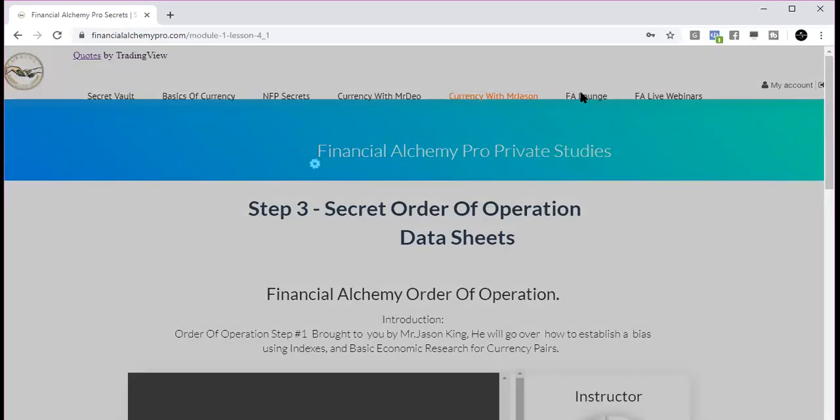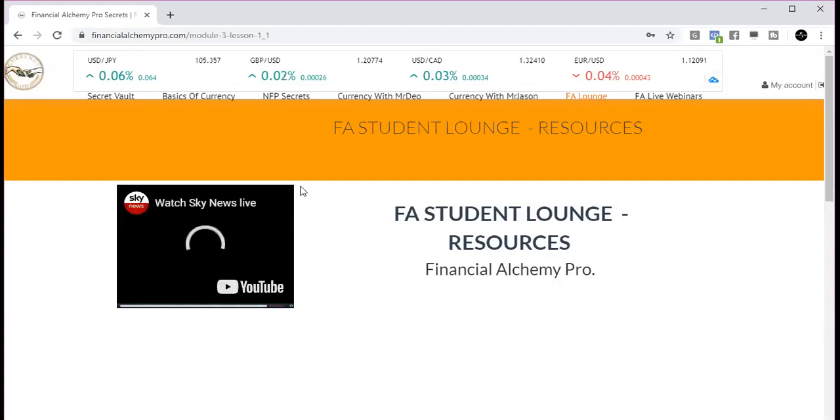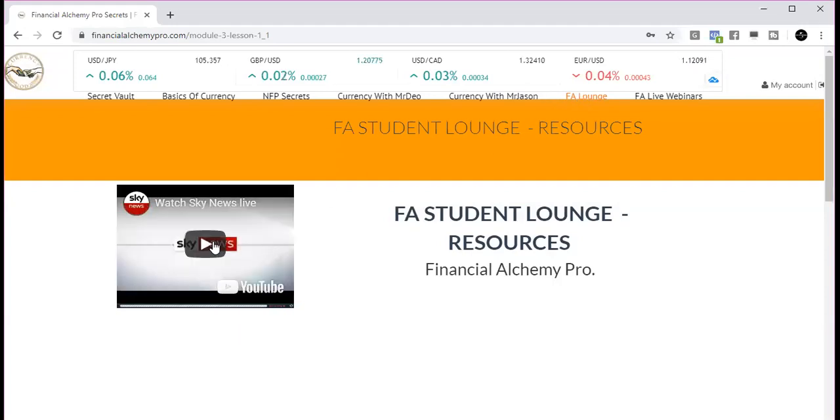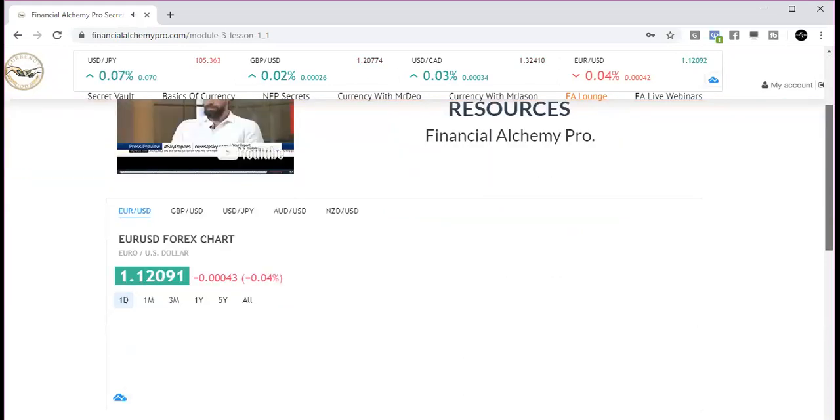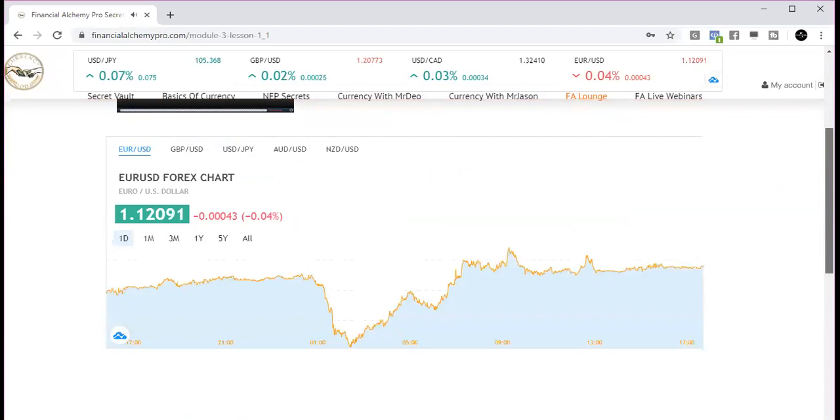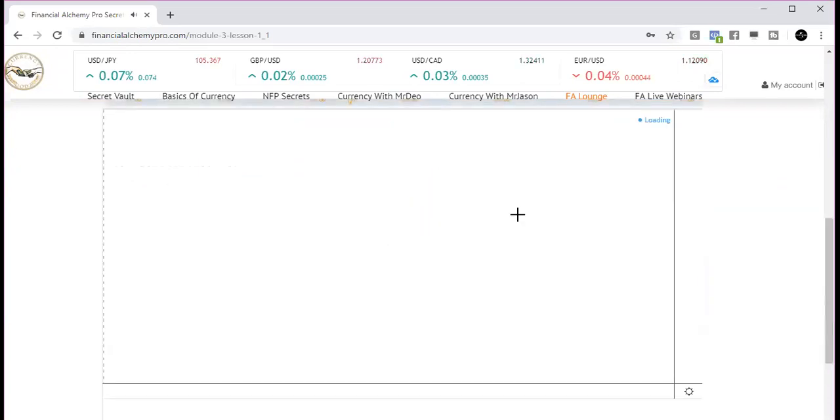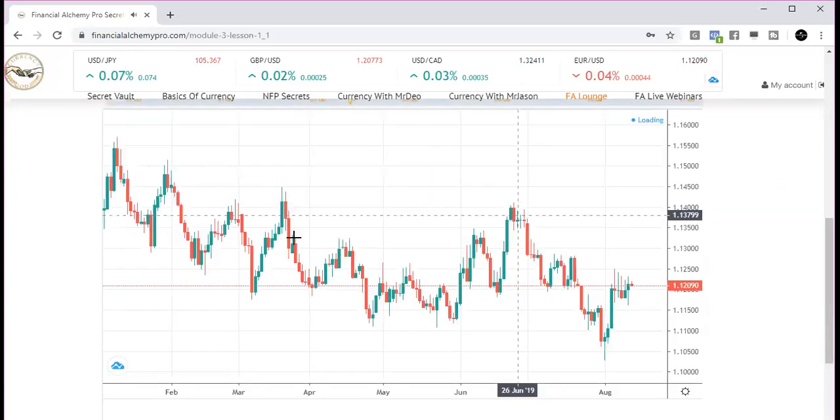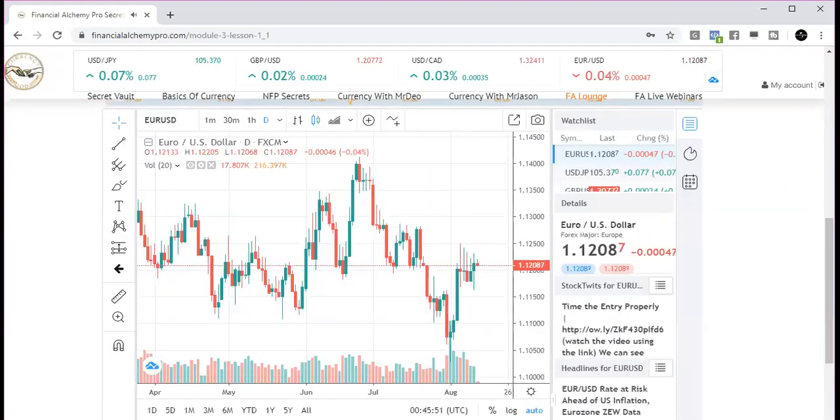Then the FA Lounge. So where the FA Lounge is for, this is where you can mark up your charts. While you're marking up your charts, you can watch the live news as well. The guy has the integrated trading view on here. It has the different currencies and different price levels of the currencies. So if you scroll down here, you'll see the integrated trading view pop up. Then you can mark up your charts back here as well.